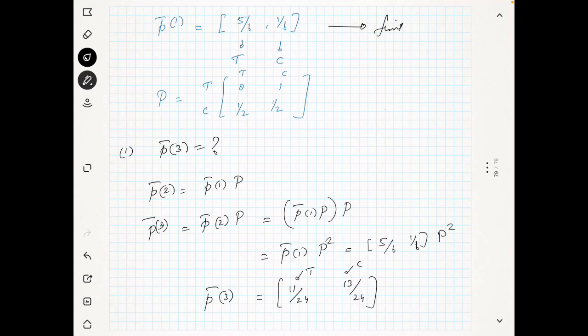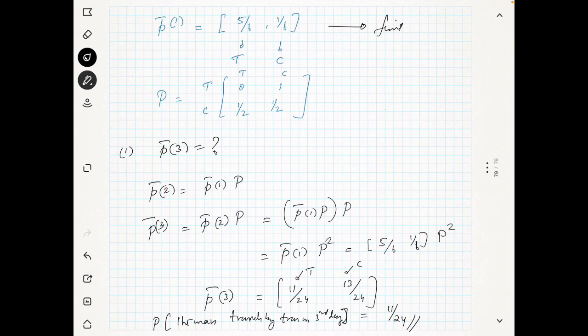The question is that we want to find, on the 3rd day, what is the probability that he takes the train. So, the probability that the man travels by train on the 3rd day is 11 by 24. That's it.